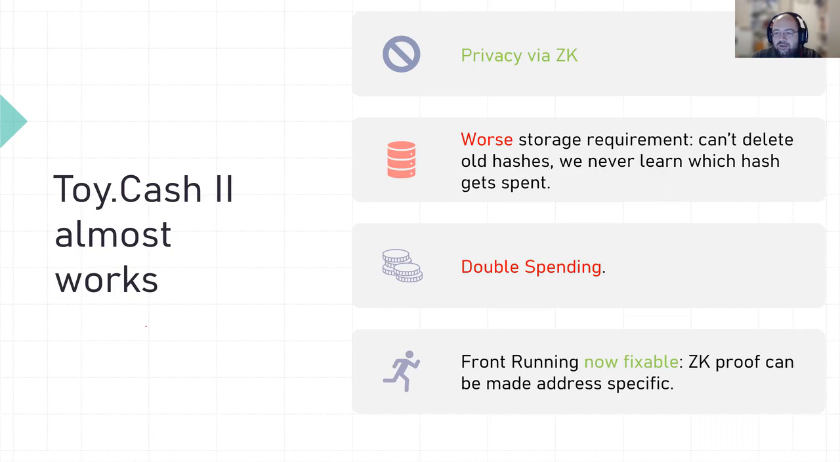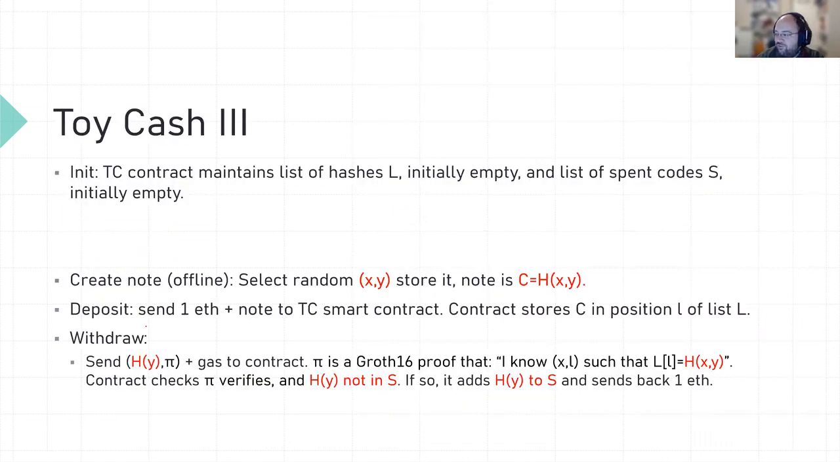On the other hand, storage got a bit worse, and it got a bit worse because we no longer know how to delete things off of the list. But we're getting there, right? Essentially, what we need to fix is double spending. Okay, so let's try and fix double spending.